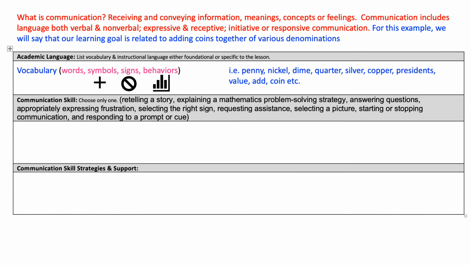Consider the vocabulary and instructional language that is foundational to the lesson. Vocabulary can be words. They could be symbols such as addition signs, dollar signs, percentage signs, etc. ASL could be considered vocabulary, as can picture cards for communication boards. We should also consider that academic language can include nonverbal social cues, such as raising our hand when we want to indicate that we'd like to speak, or putting our finger over our mouth when we want to indicate that it's time to be quiet.